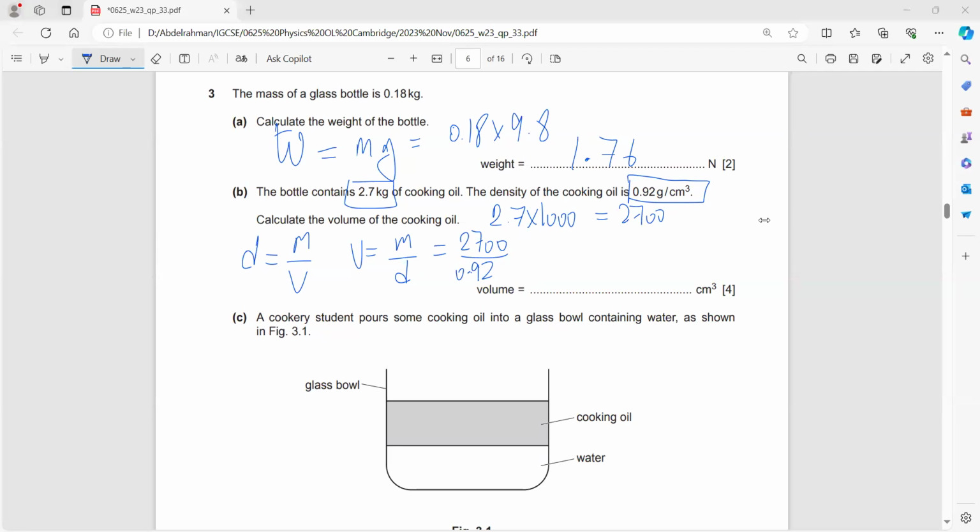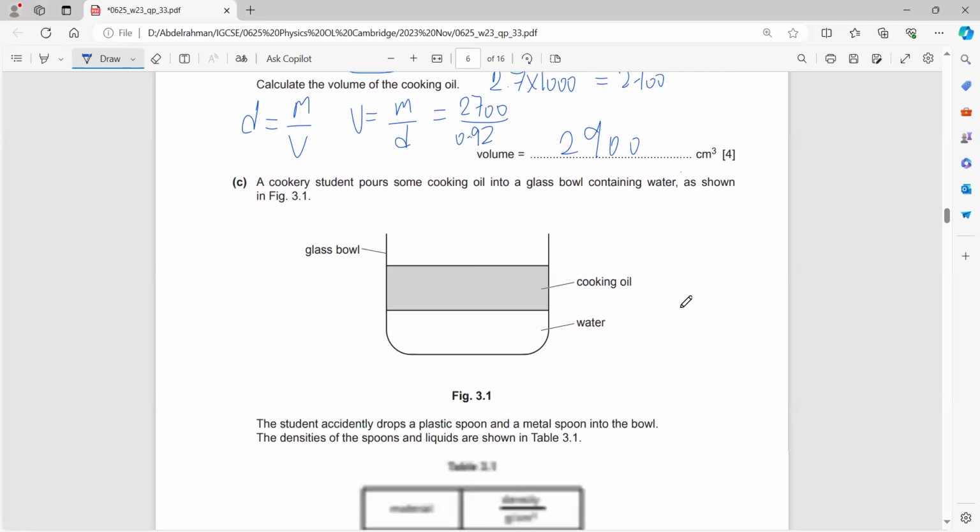Question: 2700 divided by 0.92 is approximately how much? Did you calculate it? It's around 2900, right? 2935. Okay, 2935. We can round it to 2900, or 2940. It's okay. Moving on to the next question.